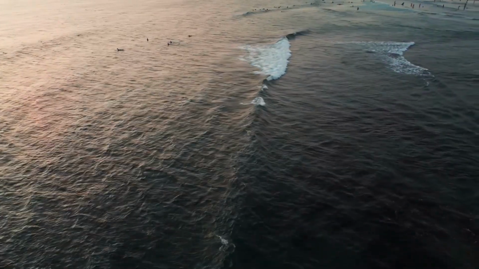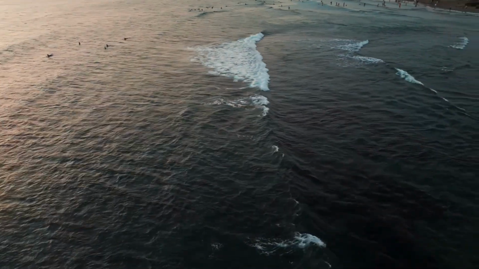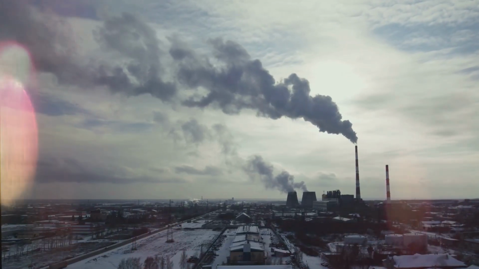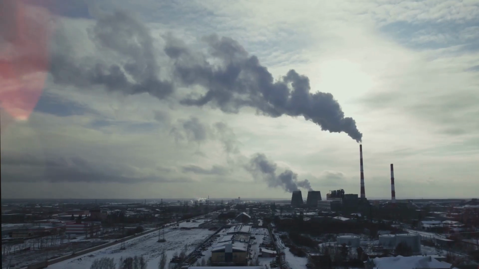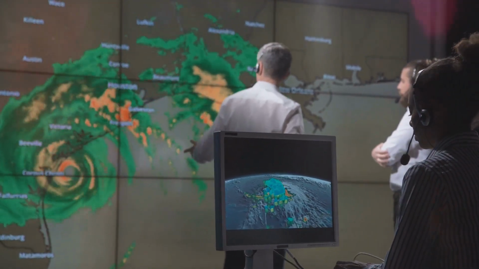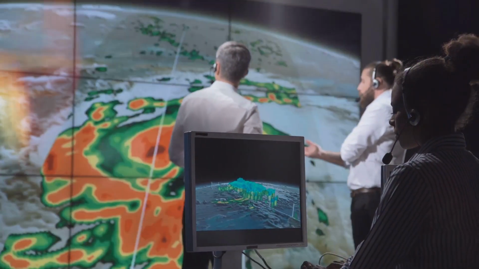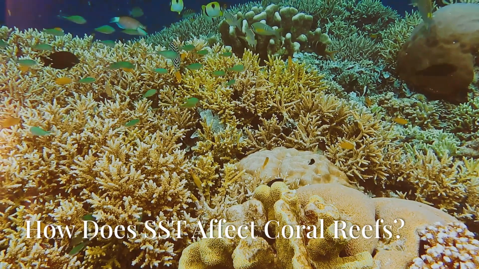Global sea surface temperatures are rising due to human-induced climate change. Increased greenhouse gas emissions trap heat in the atmosphere, warming the oceans. Over the past century, sea surface temperatures have risen by approximately 0.13 degrees Celsius per decade.